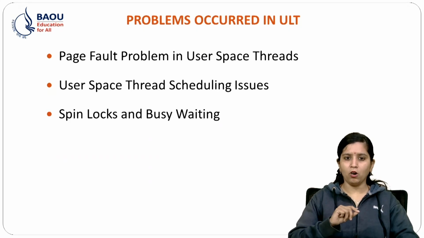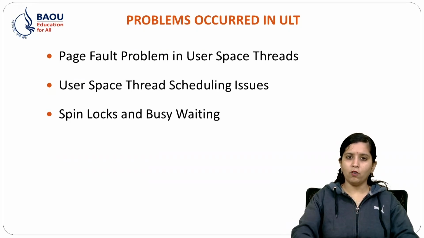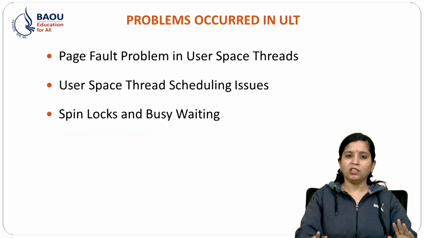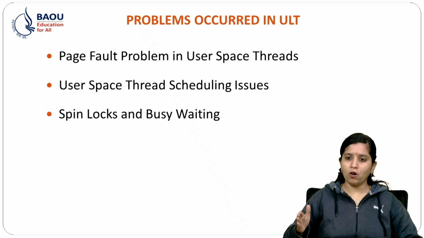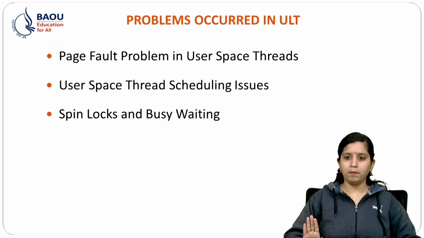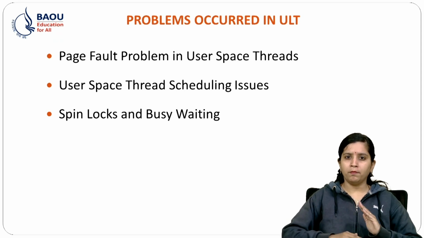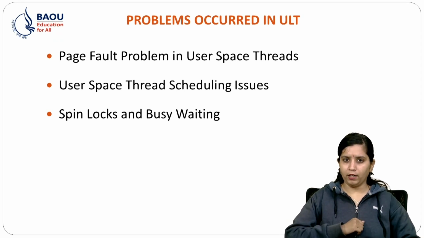Third is spin lock and busy waiting. So what is spin lock and busy waiting? Sometimes threads use spin locks or busy waiting, which means they keep checking for a condition without doing anything else. This wastes CPU time and makes the system less effective.